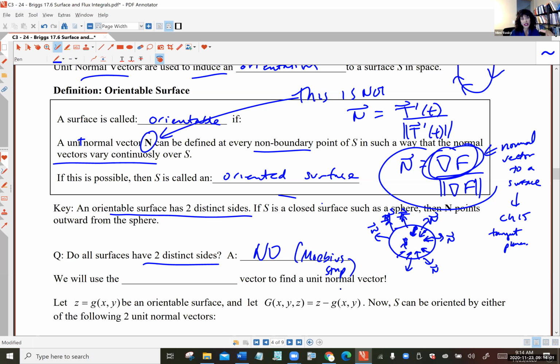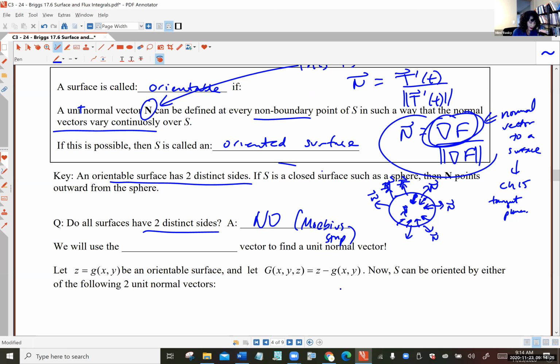But in zooming, it loses all translation. But it's a piece of paper that you sort of make a twist in it and then hook the two ends together, and it doesn't have two sides. It's like not orientable. But in this class, good news, we're not going to worry about Möbius strips. Okay, screw that. We're only going to worry about surfaces that actually have two distinct sides. Yay for us. Okay, we will, in fact, use the gradient vector, just like I did here. We'll use a unitized version of the gradient vector to find the unit normal vector.